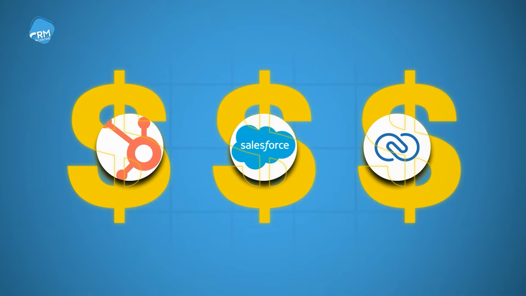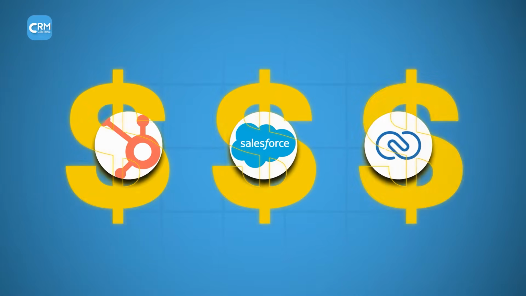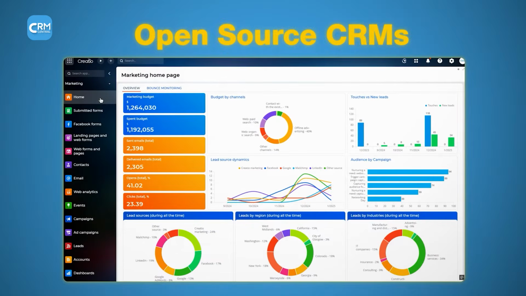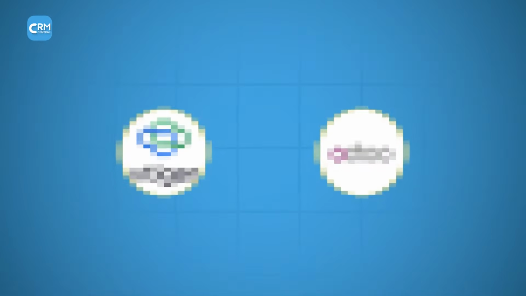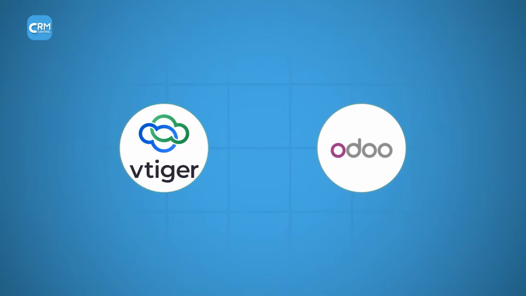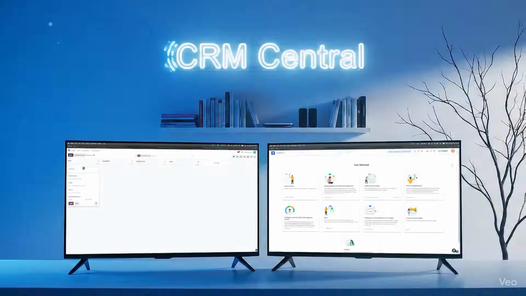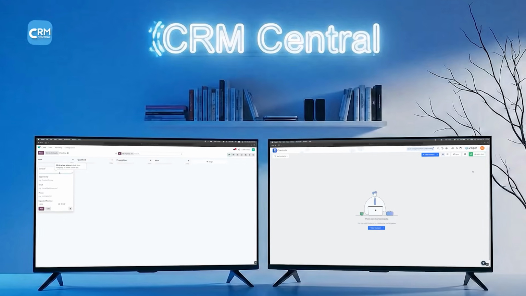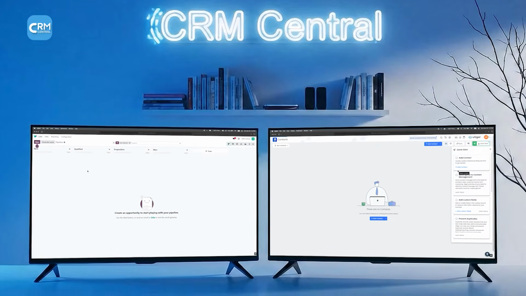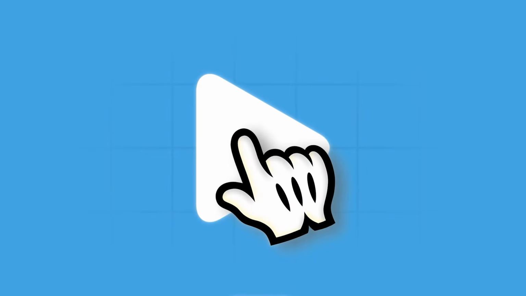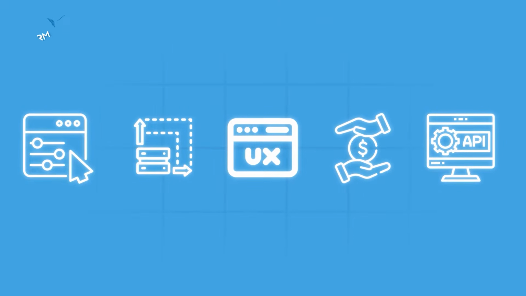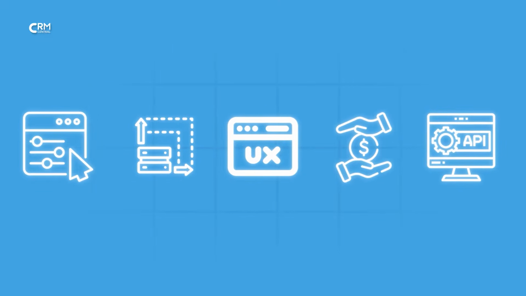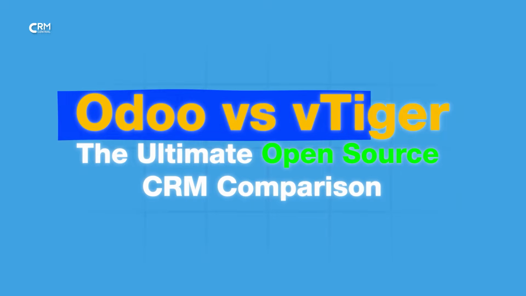Tired of paying too much for your CRM? Open source platforms in this case are what you might be looking for. And when it comes to open source CRMs, both Odoo and vTiger are quite capable. While both are powerful and free to own, which one is right for you? In this video, we'll break down the key differences, so you can choose the CRM that fits your business best. Let's get started.